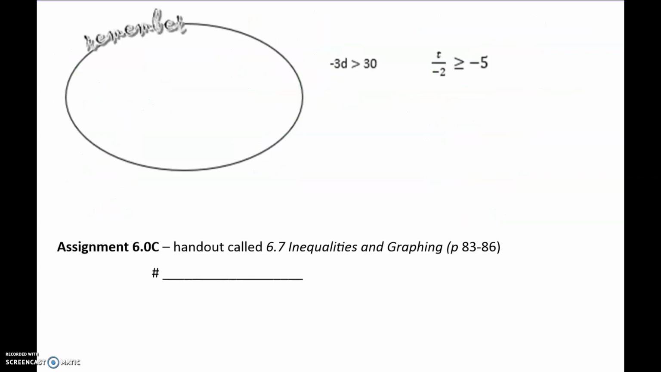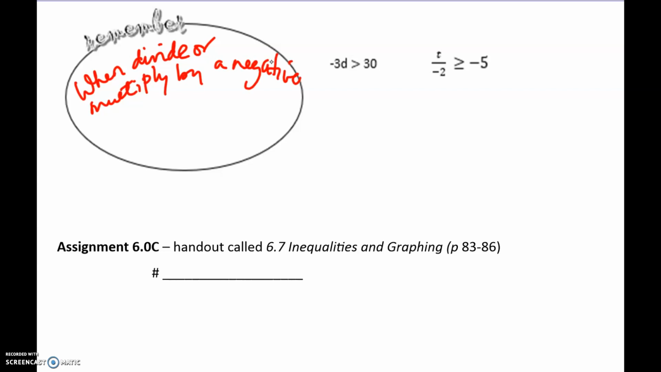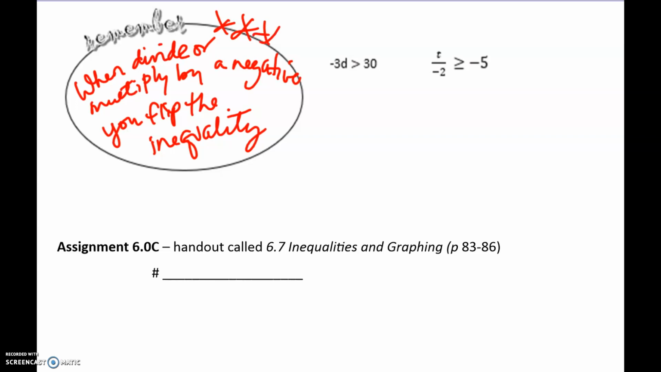Okay, another thing you need to remember when you're dividing and multiplying by a negative. This is very important. When you're dividing or multiplying by a negative, you flip the inequality. Okay, very important. So for example, here in order to isolate d, I need to divide by a negative 3.